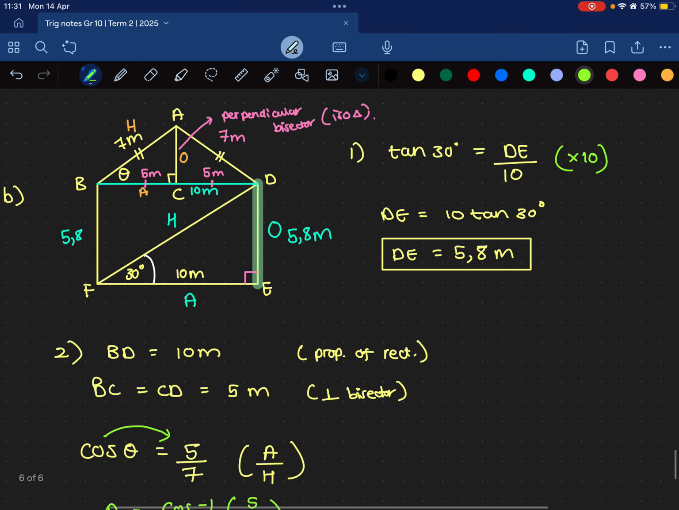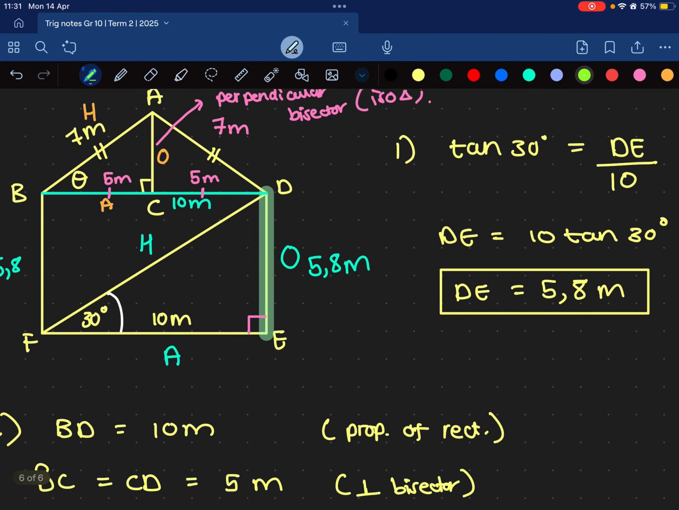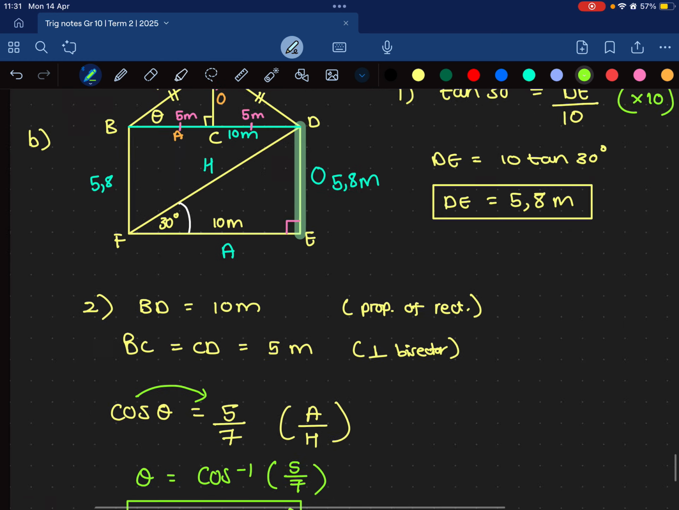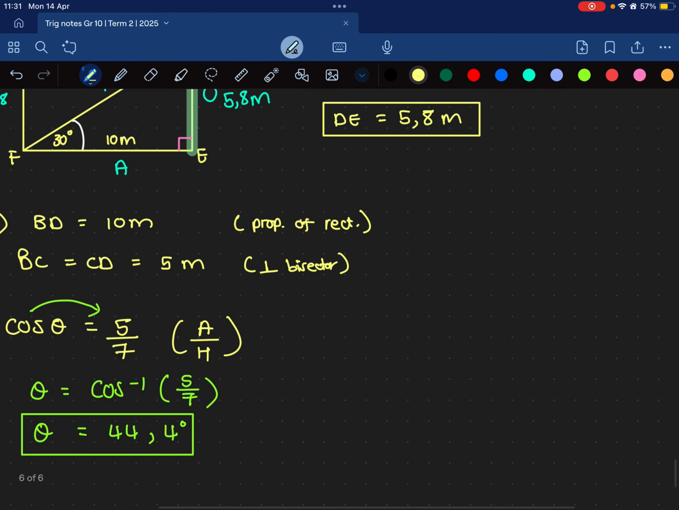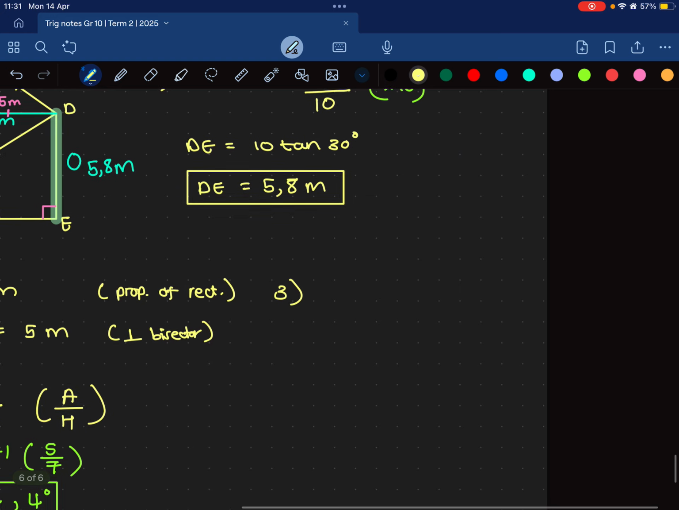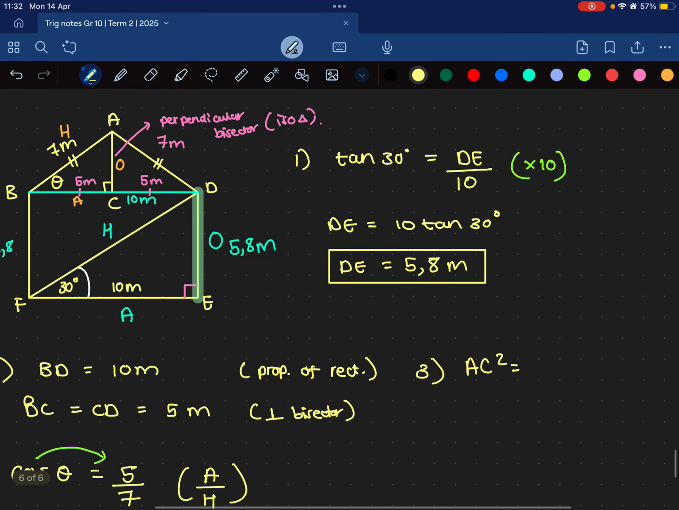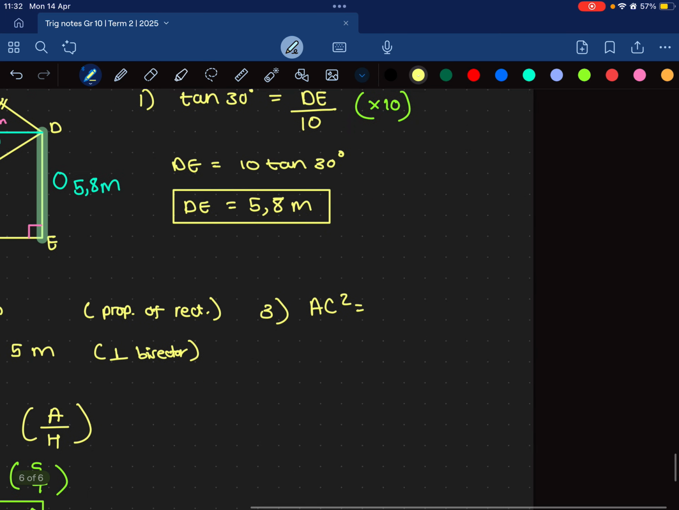So the next question said, calculate the length of the beam AC. It's up to you how you would like to calculate it. You can either use Pythag or you can use the trig ratio that you just found. If we use Pythag, we would say that AC squared is equal to 7 squared minus 5 squared.